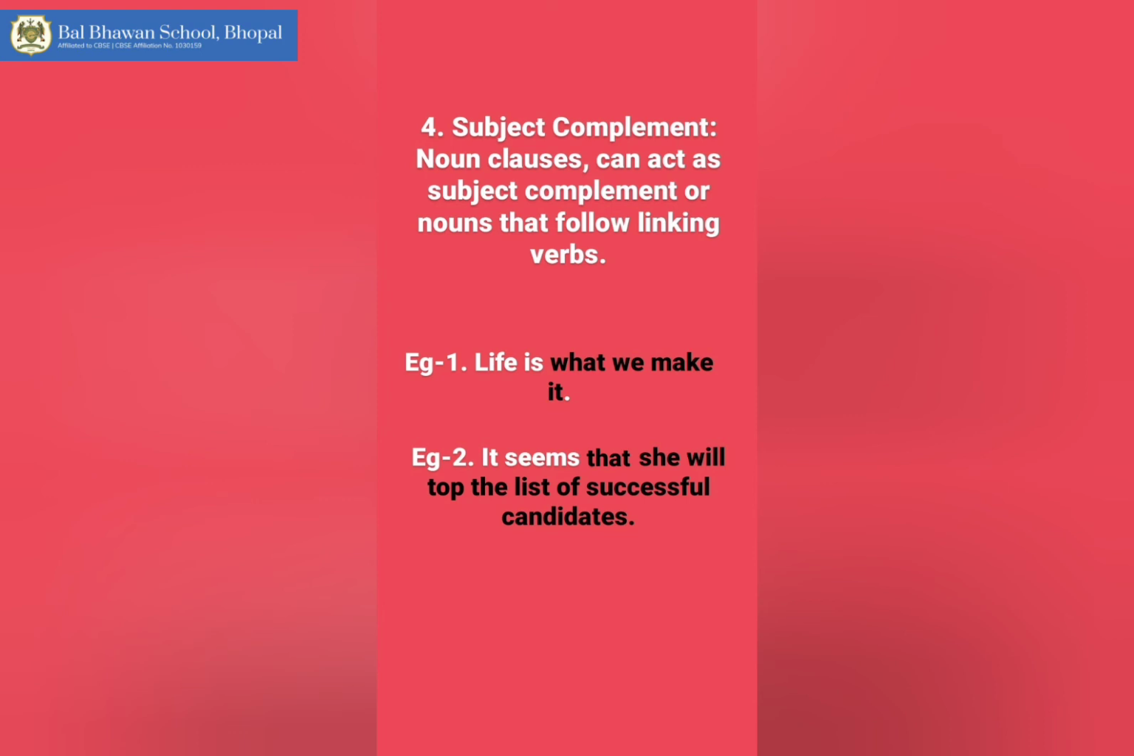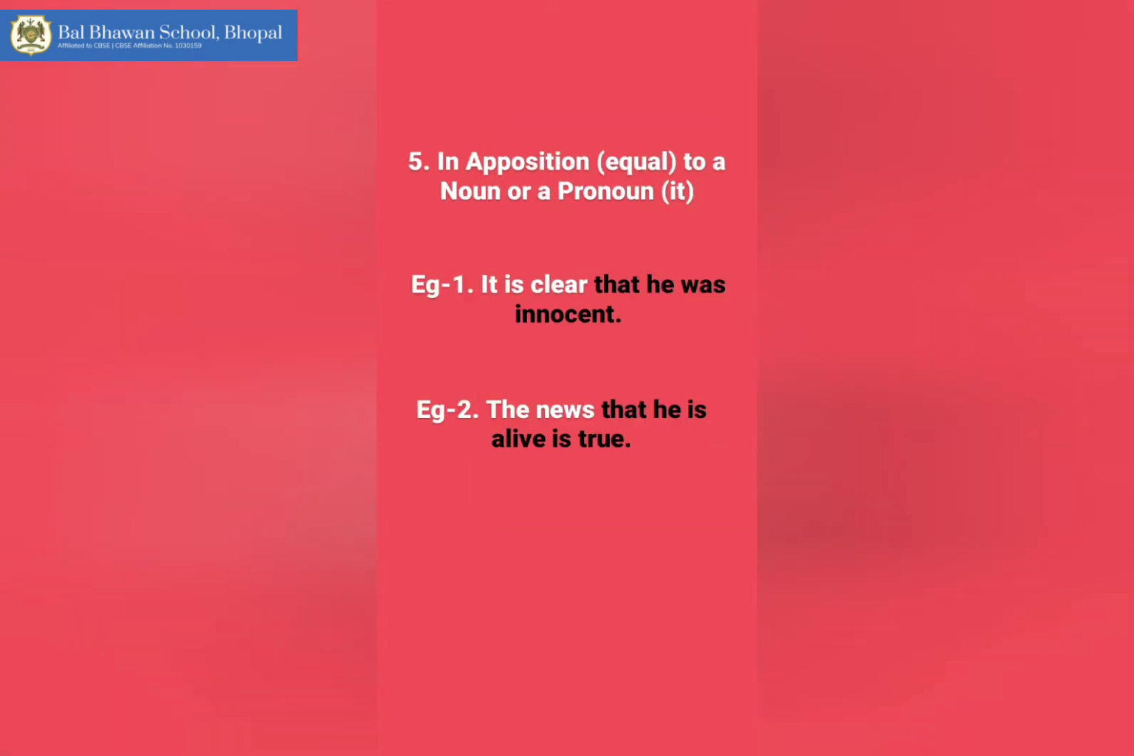The next function of the noun clause is as the subject complement. Noun clauses can act as subject complements, or nouns that follow linking verbs. For example, life is what we make it. The linking verb is. It seems that she will top the list of successful candidates. Here, it seems is the linking verb. In this sentence, that she will top the list of successful candidates is the noun clause.